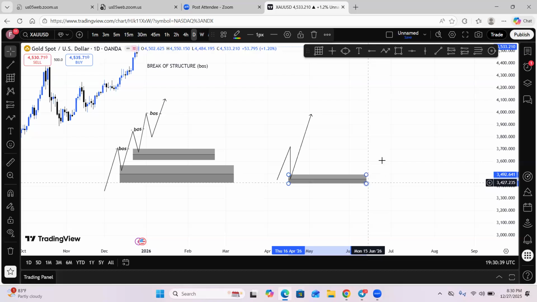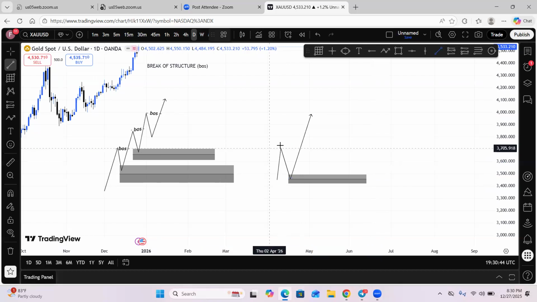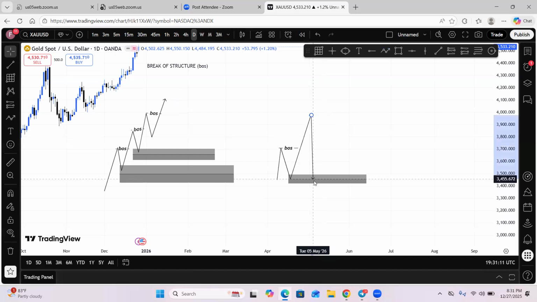This level now, what happened here? We had a break of structure because market cleared this level. BOS. We have a break of structure because market cleared this level. Okay? So based on our strategy, we expect that price is going to come back to our level, and keep buying.